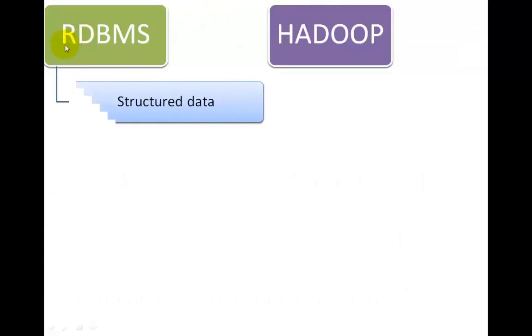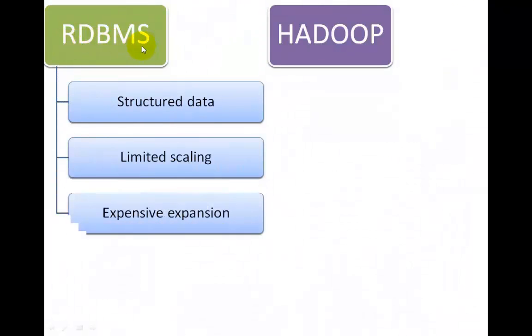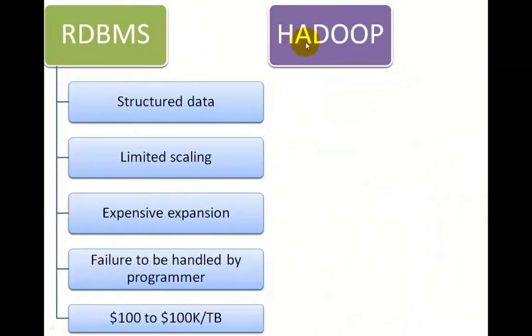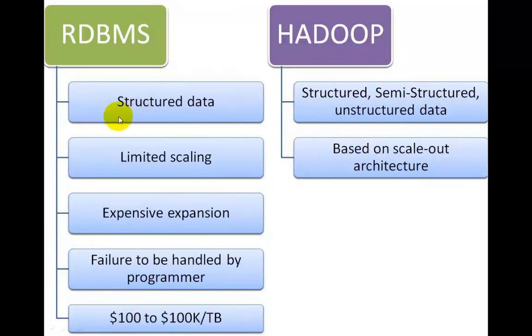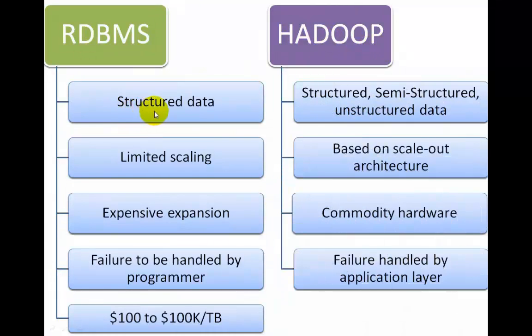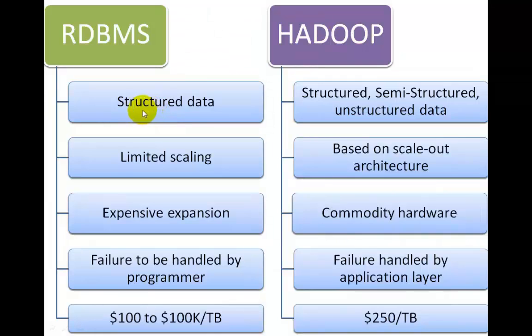Now let's compare the conventional storing system, that is RDBMS, and Hadoop, the new technology system. RDBMS stands for Relational Database Management System. Of course, it's based on relations. That means it can only have structured data. While Hadoop, as told, is schema-less, so it can store all kinds of structured, semi-structured, and even unstructured data. So you don't have to worry about what kind of data you're putting in.